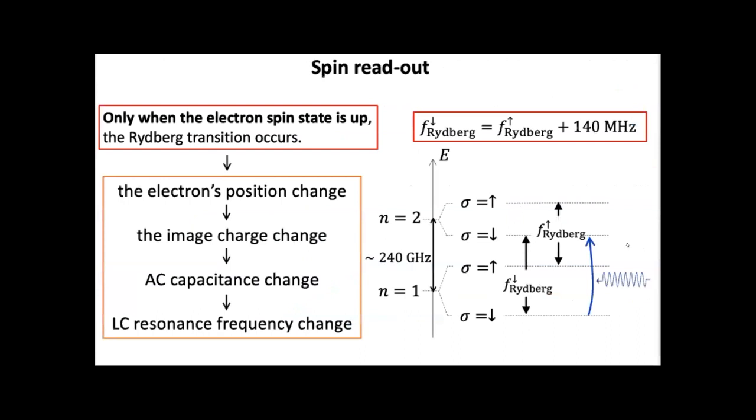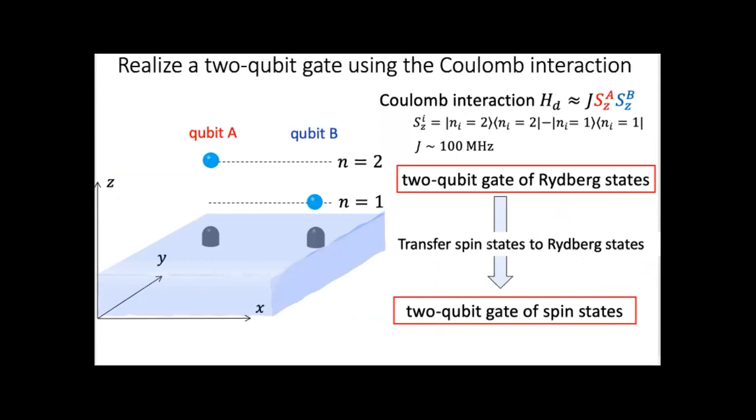As I explained here, we can transfer the spin state to the Rydberg state using this microwave. If this microwave is a pi pulse, then we can transfer the spin state to the Rydberg state. This is how we want to realize the 2-qubit gate of the spin state out of the 2-qubit gate of the Rydberg state using this transfer.